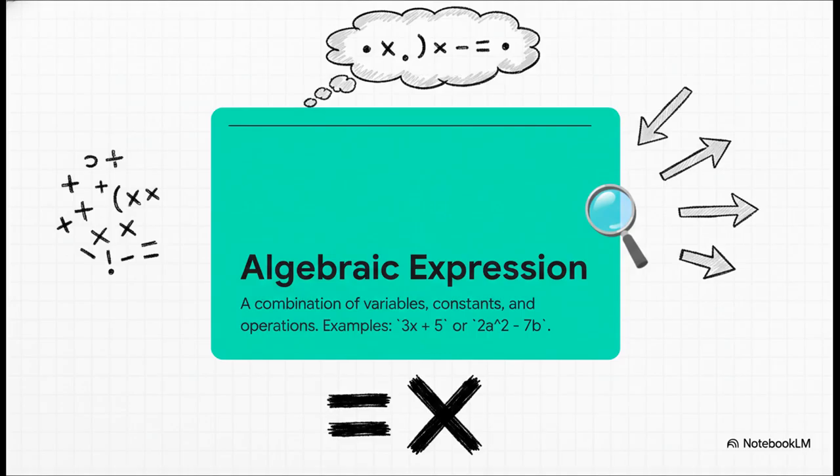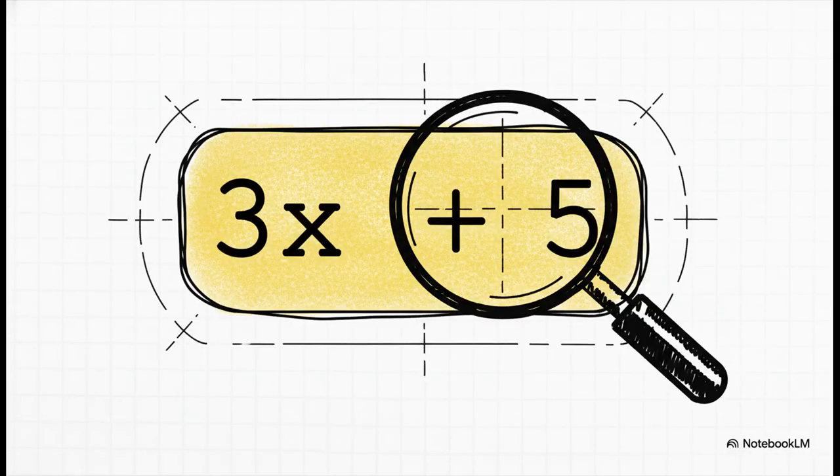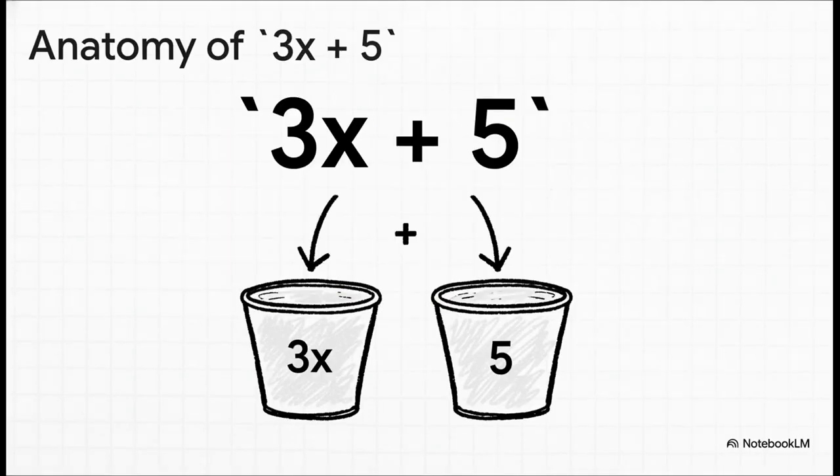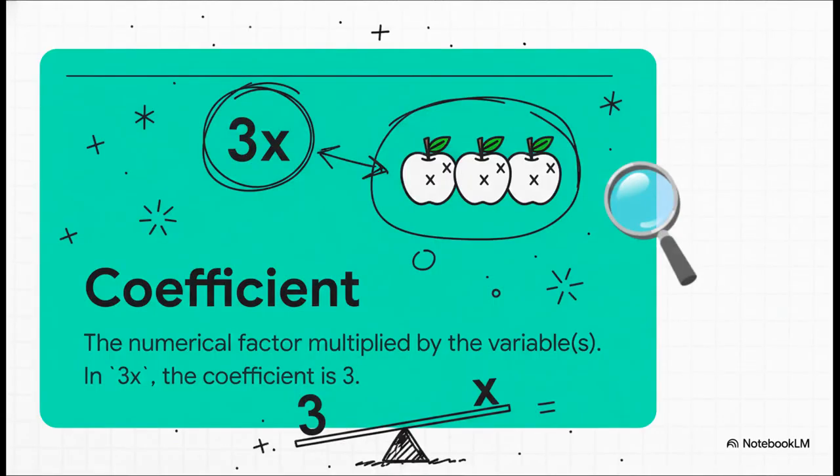there's no equal sign. To really get this, let's just grab one of these expressions and put it under the microscope. We'll use a super common one, 3x plus 5. Now, it looks pretty simple, but it actually has a few distinct parts that are really important to know. First off, let's talk about terms. Terms are just the individual chunks of the expression that are separated by plus or minus signs. So in our example, 3x plus 5, we've got two terms. The 3x part is one term, and the 5 is the other. Simple as that.